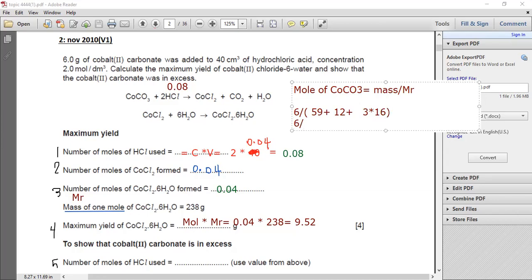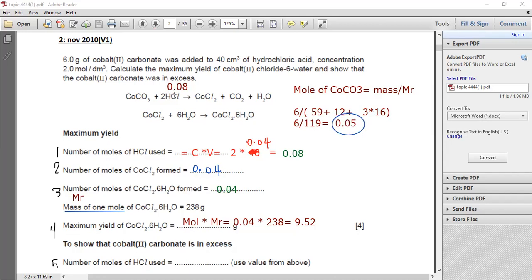So 6 divided by what? 6 divided by 119 equals 0.05. Now I have the number of moles of cobalt carbonate, 0.05. And I have the number of moles of HCl, 0.08. But I don't know which one is in excess.